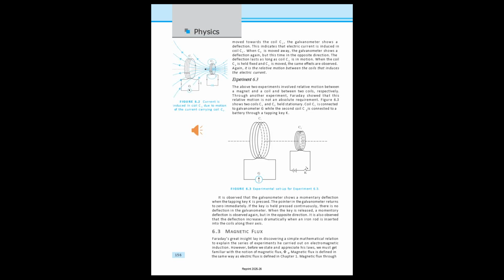The pointer in the galvanometer returns to zero immediately. If the key is held pressed continuously, there is no deflection in the galvanometer. When the key is released, a momentary deflection is observed again, but in the opposite direction. It is also observed that the deflection increases dramatically when an iron rod is inserted into the coils along their axis. 6.3 Magnetic flux.